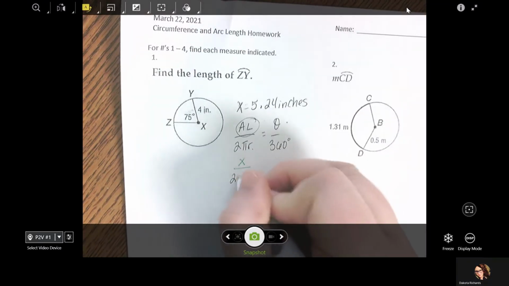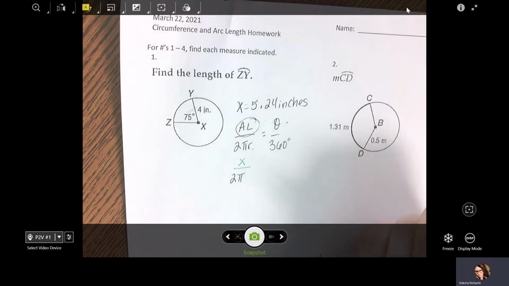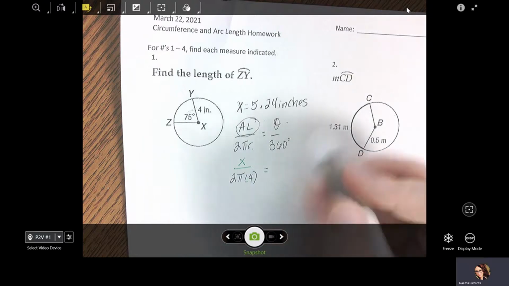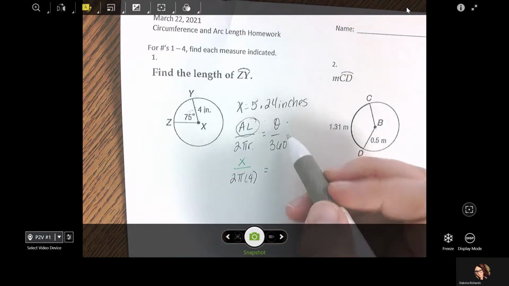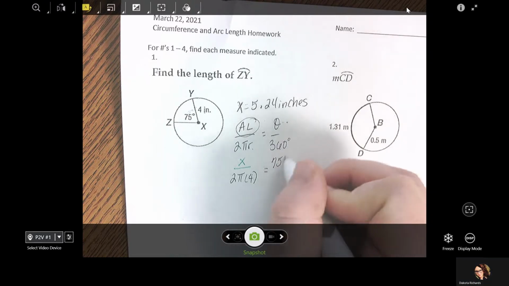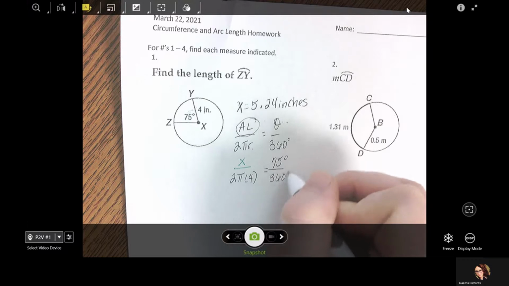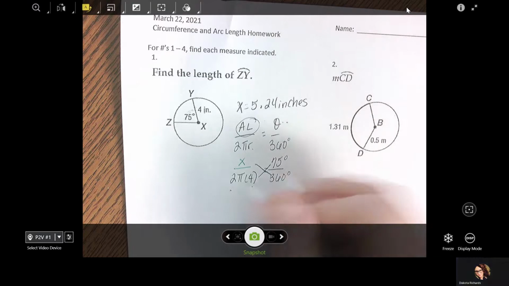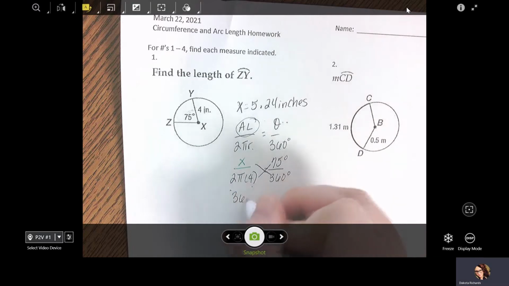So what is r on number 1? 4. What is your theta? What's the arc measure? 75 degrees. Now, you're going to cross multiply. I know that 2 times 4 is 8, and then 8 times 75 should give you 600. Is that right? Okay, so on this side, that's 360x.